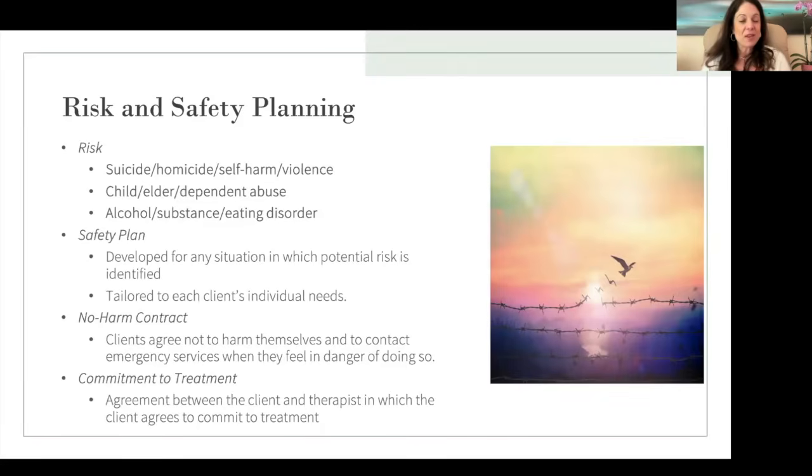Another way to talk about it is what they call commitment to treatment, where there's some research that may indicate that rather than a no-harm contract, having a client commit to 3 to 6 months of treatment can be more effective in giving us enough time to get out of the dark hole that a client might be in. So that's another way to approach safety planning.